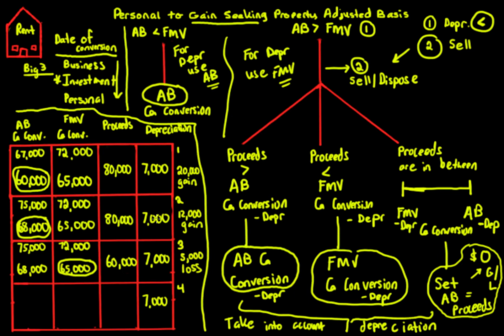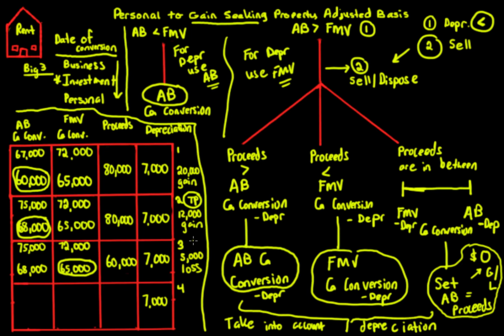But look at example 2. If we use the lesser of, we have a $15,000 gain. 80 minus 65 is 15. But actually we use 68, which is 12. So this rule right here, example 2, shows you this is taxpayer friendly. This is good for the taxpayer.